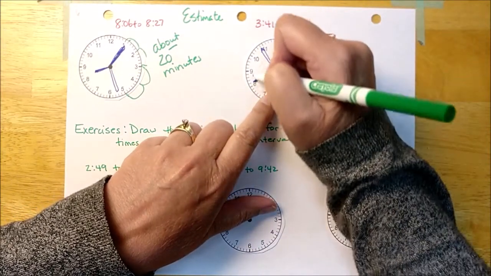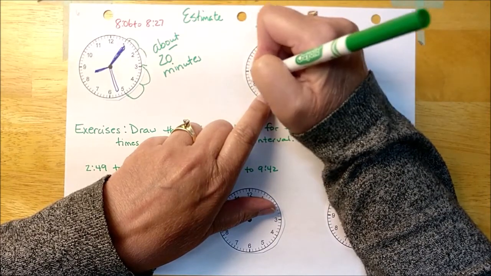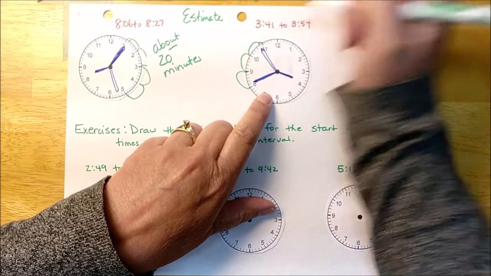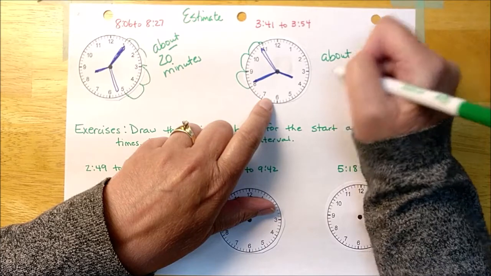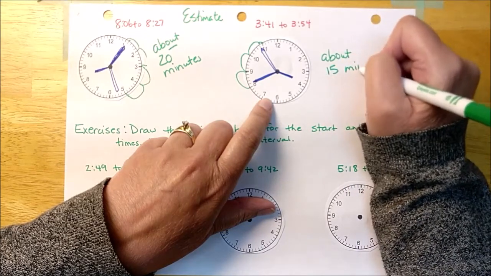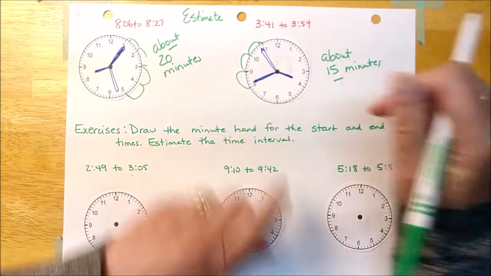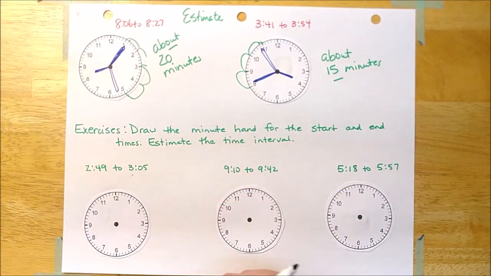So here we're starting at just past the 8. If I'm just going to count from the 8 on, let's see what it comes up to. 5, 10, 15. So this is about 15 minutes. It's a little shorter, but it's about 15. So you're not going to be doing exactly, you can go to the number in front or behind, whichever is closer, to see if you can figure it out.